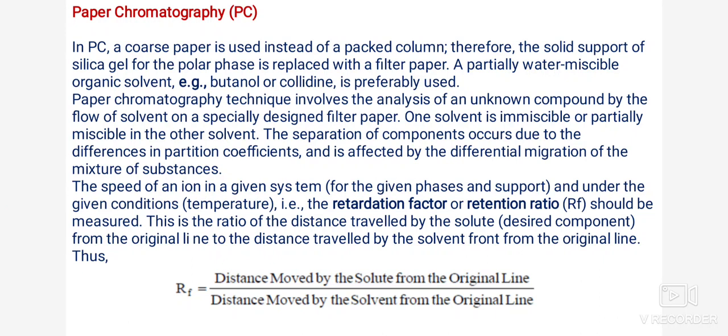The speed of an ion in a given system, for the given phase and support, and under the given conditions, that is temperature, the retardation factor or retention ratio should be measured. This is the ratio of the distance traveled by the solute from the original line to the distance traveled by the solvent front from the original line. Thus, RF value is equal to distance moved by the solute from the original line divided by distance moved by the solvent from the original line.